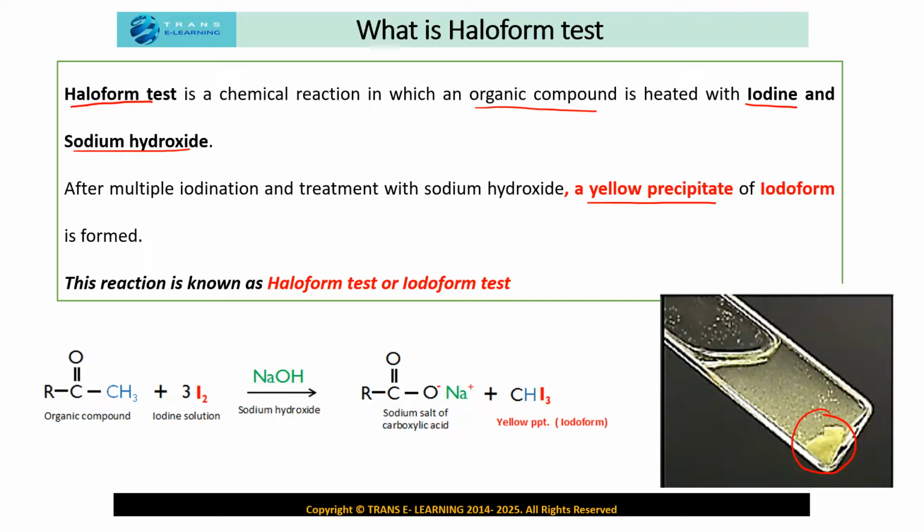So in this case, you can see here we have an organic compound and we are adding iodine and sodium hydroxide. And after consecutive treatment, we are going to get the sodium salt of a carboxylic acid and a yellow precipitate, which is known as iodoform. So any compound which gives this yellow precipitate of iodoform gives a positive haloform test, and the ones which are not able to give this yellow precipitate of iodoform will give a negative iodoform test.